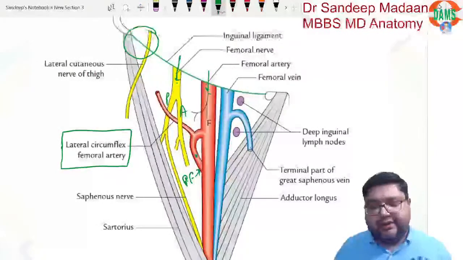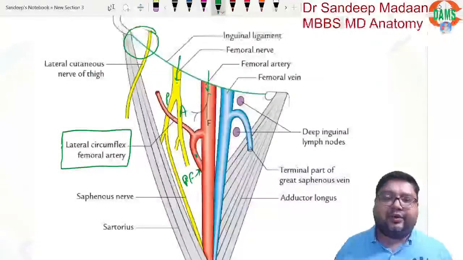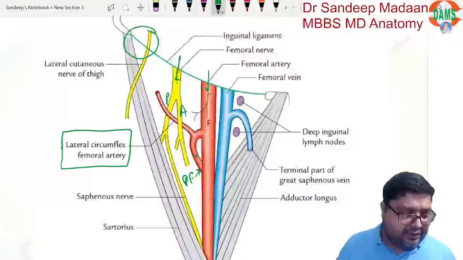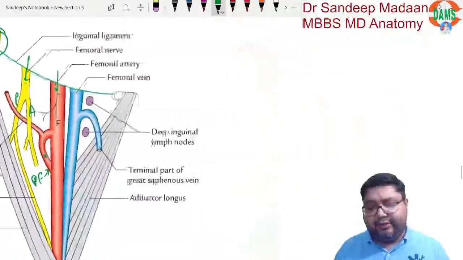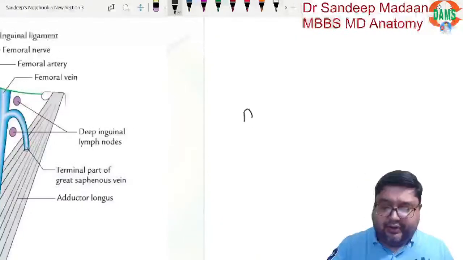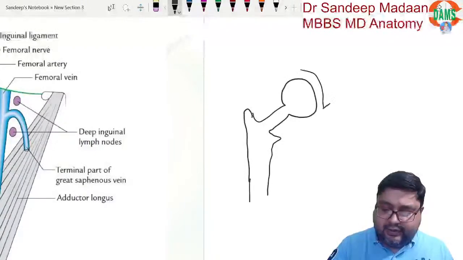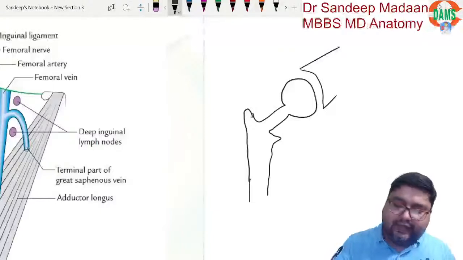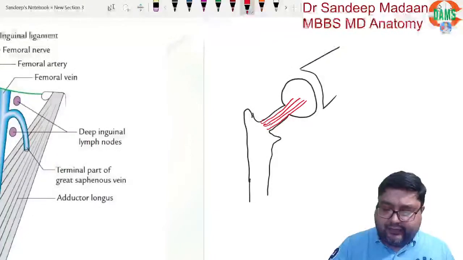Yes. So these circumflex femoral arteries are the major source of blood supply for the femoral head. They make the major source for the retinacular vessels, right? Like if you remember, this is the femoral head, this is the acetabulum, and inside we have the hip joint. We have certain retinacular vessels which are going from here, right? They are going to supply the head of femur.